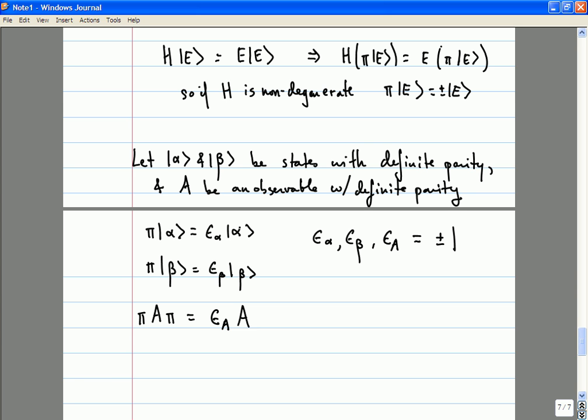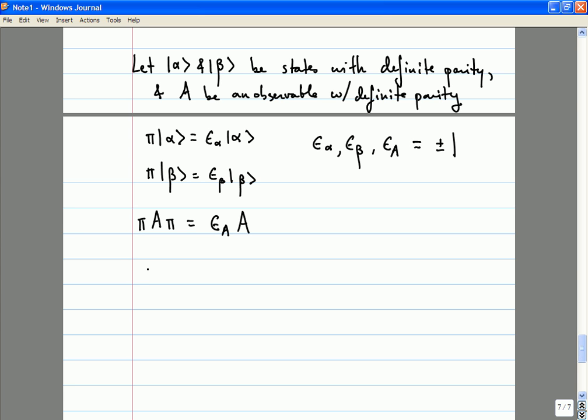Okay. So let's then consider the matrix element of A between the states alpha and beta. Using the definition of epsilon A, epsilon alpha and epsilon beta, just using the fact that beta is epsilon beta times pi beta, and alpha is epsilon alpha times pi alpha. I'm using the fact that epsilon alpha are plus and minus 1 here, so you can just move them onto the other side of these equations.